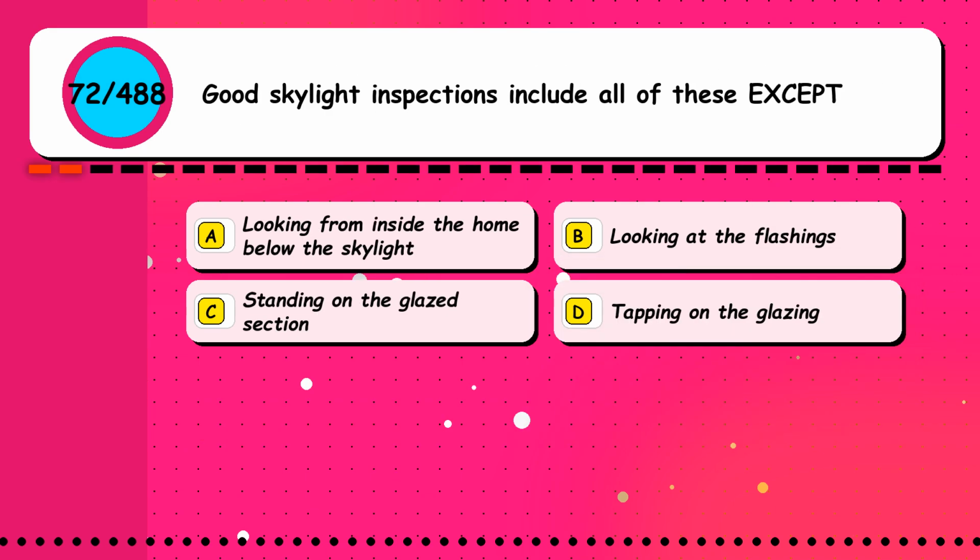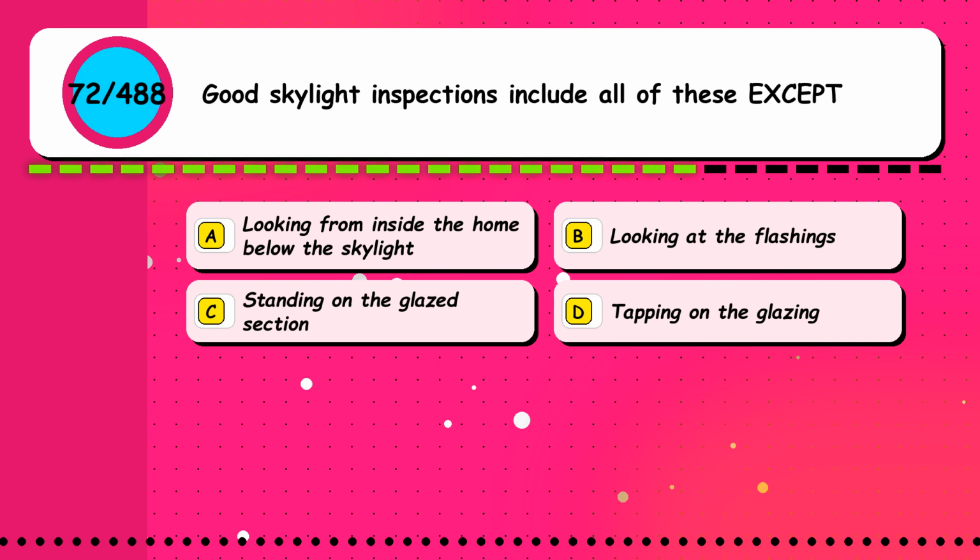Question 72. Good skylight inspections include all of these except: option A, looking from inside the home below the skylight. Option B, looking at the flashings. Option C, standing on the glazed section. Option D, tapping on the glazing.